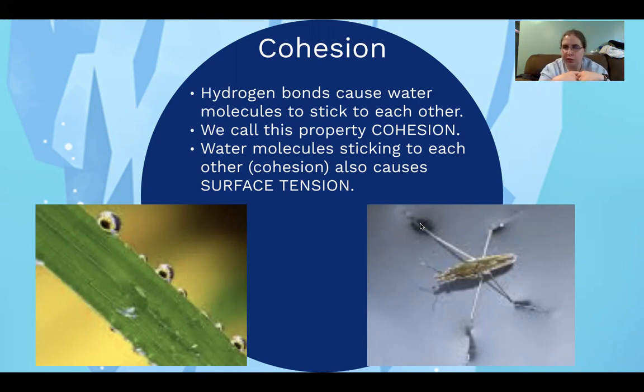But if you push down, or if that bug was a little heavier, then the weight of it would cause those hydrogen bonds to break, and the bug will now go through the water and will no longer be sitting on top. So the idea of surface tension is caused by cohesion. And again, that's just the water molecules being stuck together and not wanting to separate.